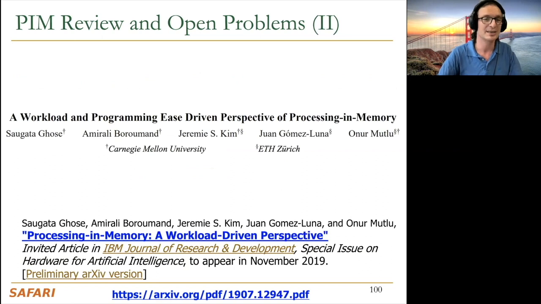And there are other review papers that we have written that focus on different aspects of processing in memory. This was, for example, published in IBM Journal of Research and Development in their special issue for hardware for artificial intelligence. It's already appeared, actually. It's this stale wording over here. But you can also take a look at these other papers.